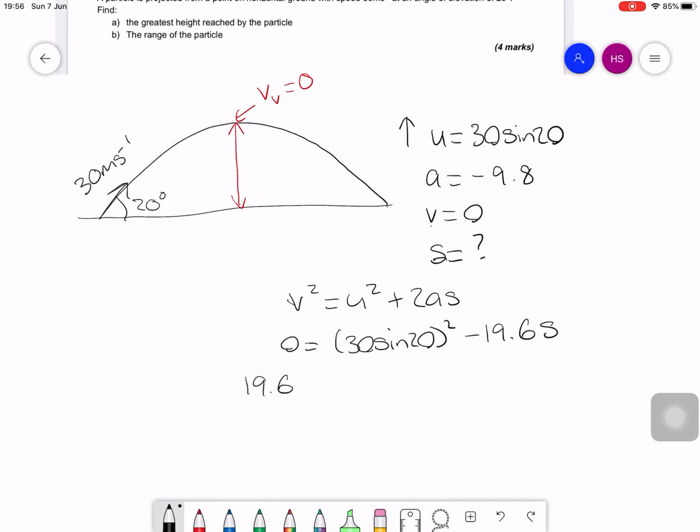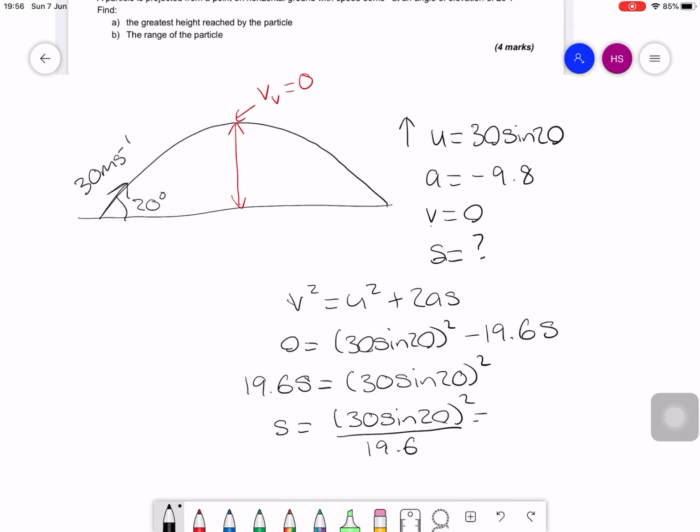So I'll add 19.6s over to the left-hand side and then divide through by 19.6. And that will give me the greatest displacement, so it will give me its greatest height.